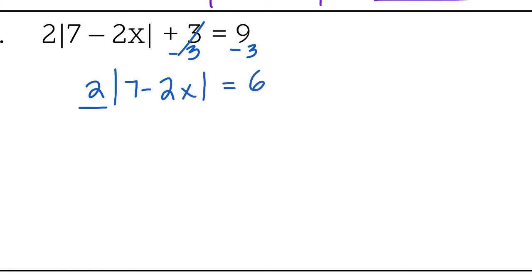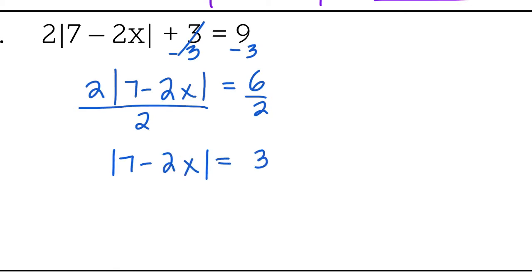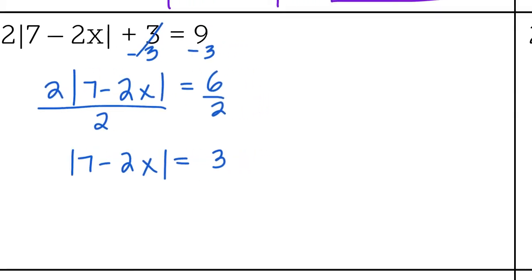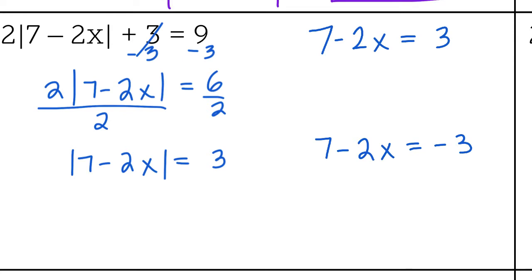Then I still have that 2 out front, so I'm going to divide by 2. And now I have absolute value of 7 minus 2x equals 3. So now that the absolute value is by itself, I can set up my two equations. So one of them, all we're going to do is take off the absolute value lines and have 7 minus 2x equals 3. That accounts for the positive version. The other one, I'm going to still have the same equation, so 7 minus 2x, but to make it negative, I'm going to have it equal negative 3.